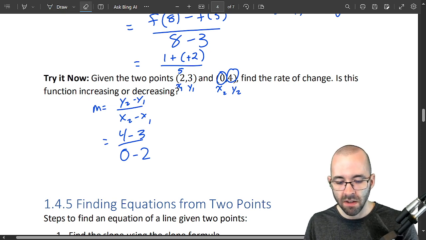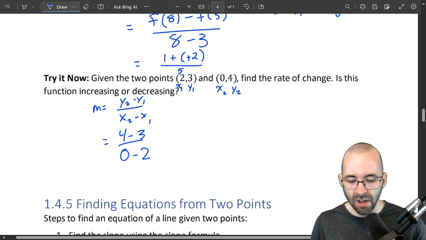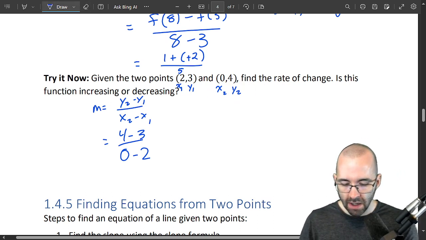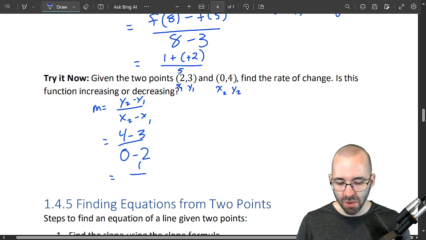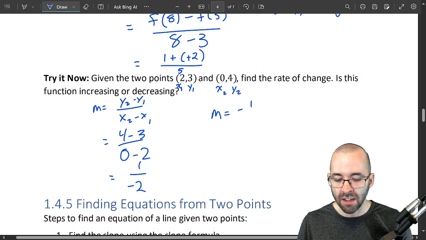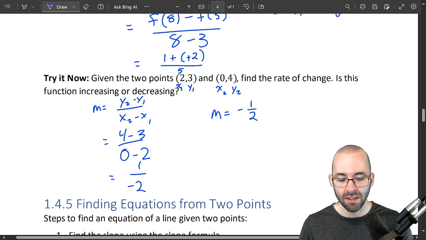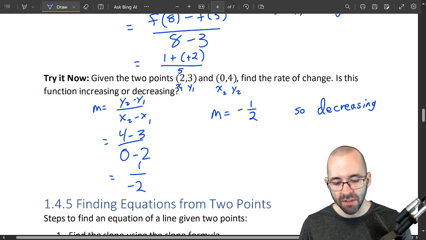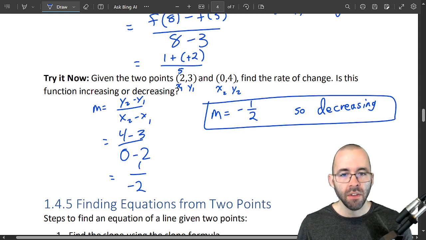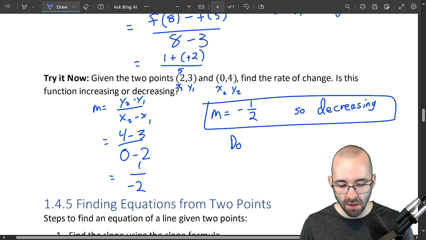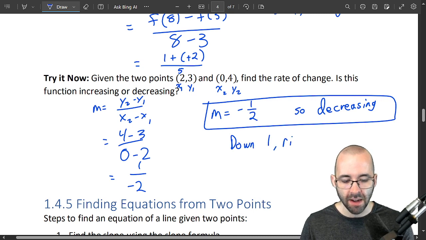All right. So it's very helpful to label these like I'm doing right here. 4 minus 3 is 1. 0 minus 2 is -2. So our slope is actually -1/2. We have a negative slope, which means we are decreasing. And again, if we were thinking about the graph of a line, this means that we would be going down 1 because it's negative, and right 2.